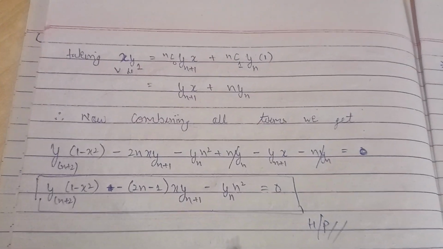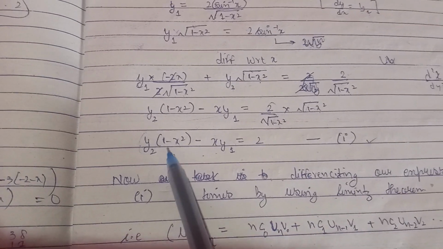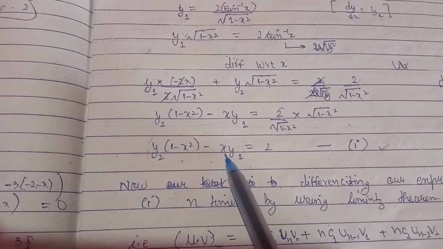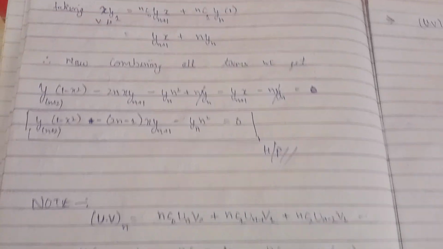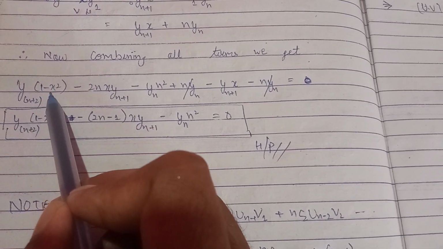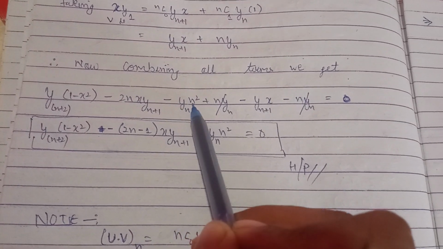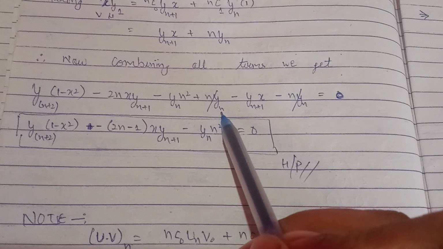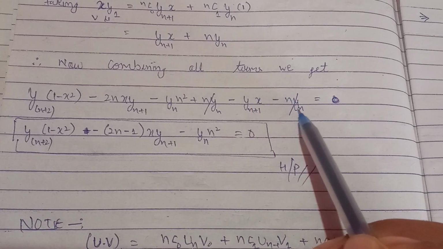Okay, now combining the results that we get, that is differentiation of y2 into (1 minus x square) n times, minus differentiation of x into y1 n times. Combining them, simply writing them all together, we will get y(n+2) into (1 minus x square) minus 2nx into y(n+1) minus n into (n square plus n into 1 plus n) into yn, minus y(n+1) x minus n into yn.